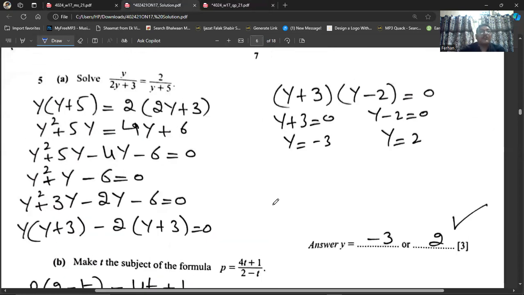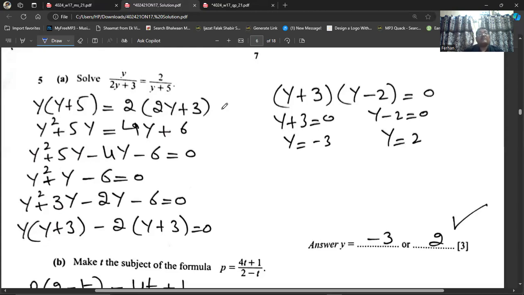So when you cross multiply, it will be y bracket start y plus 5 bracket close, equal to 2 bracket start 2y plus 3 bracket close. So you will have y squared plus 5y is equal to 4y plus 6. So it will be y squared plus 5y minus 4y minus 6 equal to 0. So it will be y squared plus y minus 6 is equal to 0.